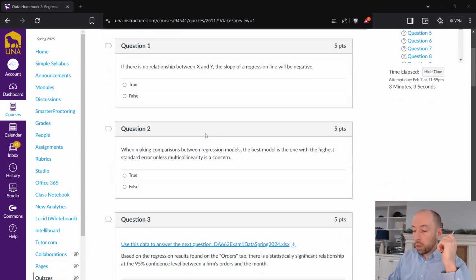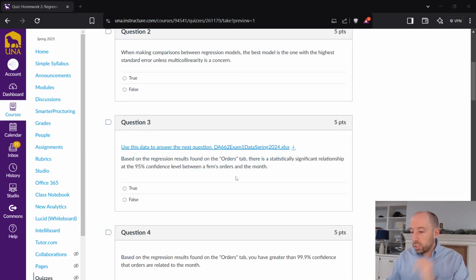Okay? When making comparisons between regression models, the best model is the one with the highest standard error unless multicollinearity is a concern. This is one of those troll questions, all right? You should be able to figure out the answer. Generally speaking, standard error is a measure of the precision of our entire estimation procedure. So a smaller standard error means I have better information, and a larger standard error means I have worse information. And the fact that I just said better and worse should send you in the right direction here.